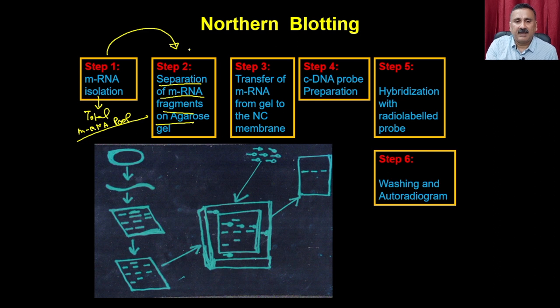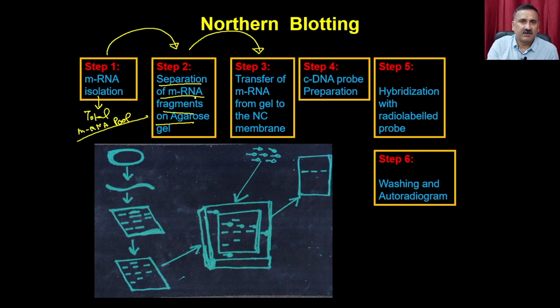And then these patterns are going to be transferred onto a solid support, so that you are able to process them, because you know that the agarose is very fragile, so you cannot process the messenger RNA fragments present on the agarose gel. Instead, you are going to transfer that onto a solid support such as the nitrocellulose membrane, and then it is going to be easy for you to do it. And once you transfer that onto the nitrocellulose membrane, after that you are going to use the radioactive cDNA probe to probe the particular type of messenger RNA.